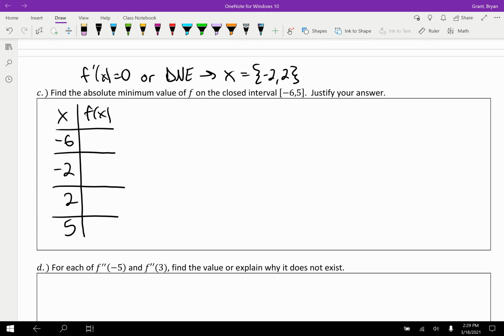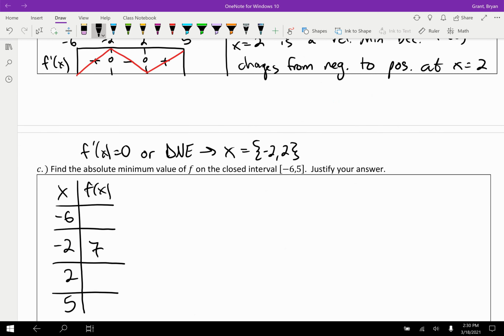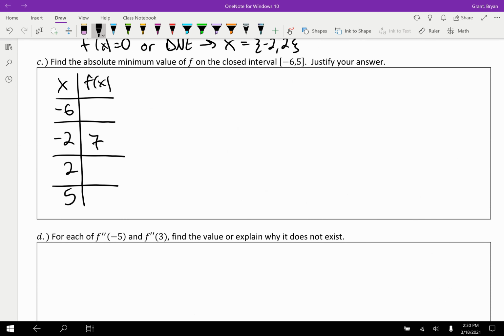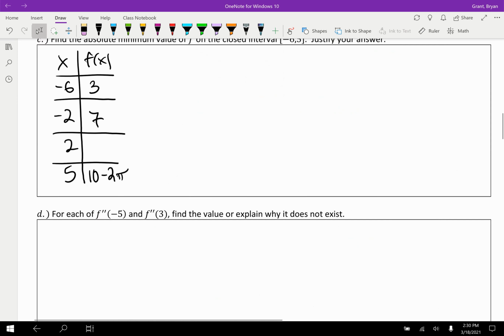All right. From here, and again, we don't need it because we did it on B, we need to actually find all the different outputs and then choose the smallest. Now, what I really like that the AP exam's been doing recently is they've actually made you do most of this work earlier on, right? In particular, f of -2, they gave that to us. That's 7. That's nice. And then what about these others? Well, on part A, we had to find f of -6 and 5. Those were the endpoints. That's awesome. f of -6 ended up being 3, and f of 5 ended up being 10 minus 2 pi. All right. Well, let's make sure I got those right. 3 and 10 minus 2 pi. Excellent. So I think there's only one more to find.